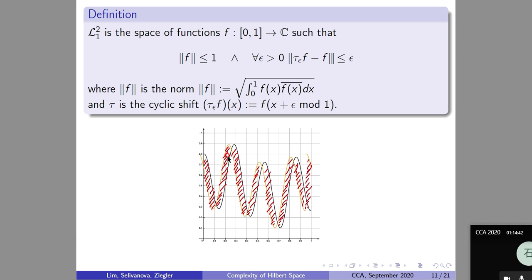this area, actually the squared area of this one, the figure calculated by the formula, is small enough. So this is the intuition of the second condition, and if we have these two conditions, we know that this space is actually compact.